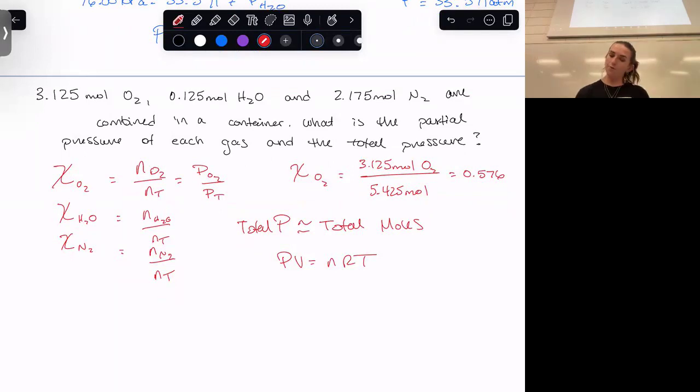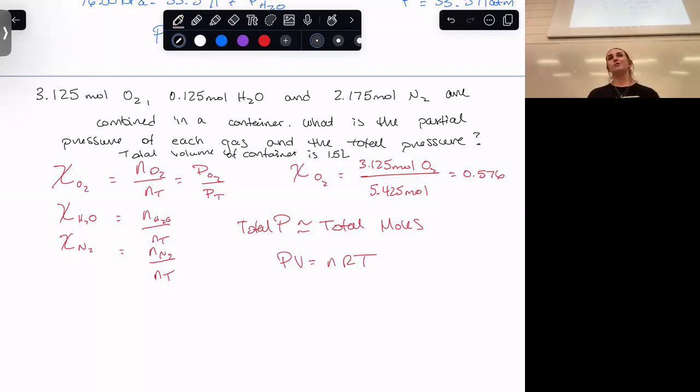I think I need to give you that total volume of the container. Someone give me a number. 15? Well, we'll say 1.5 liters.